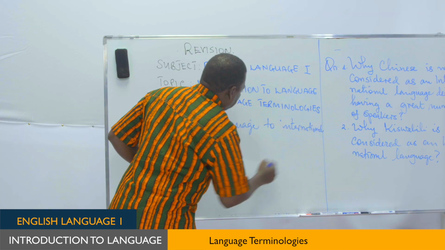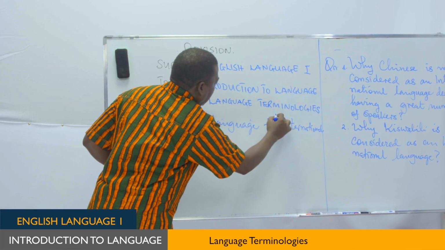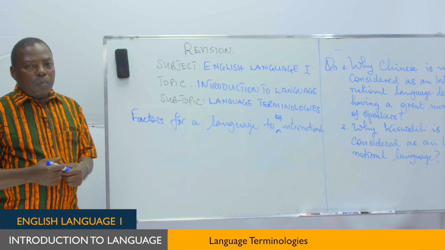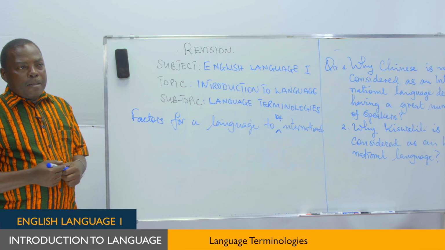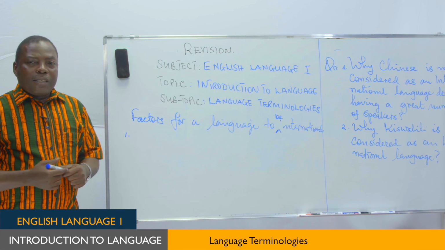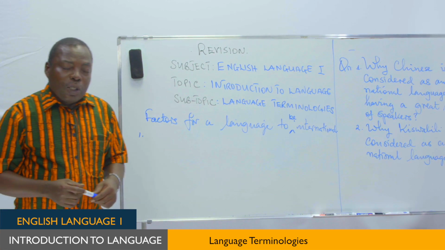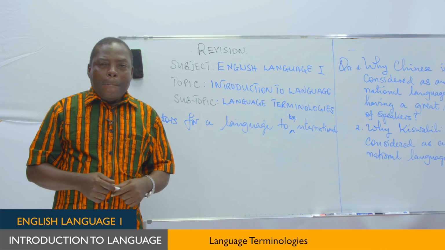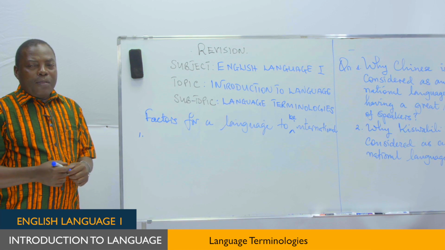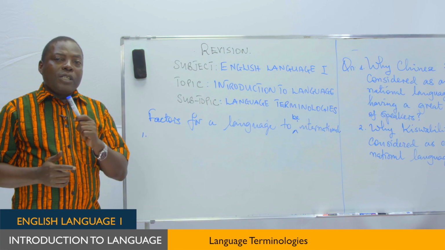Factors for a language to be an international language. The first one says a language should be spoken by a great number of speakers. The language should be spoken by a great number of speakers.